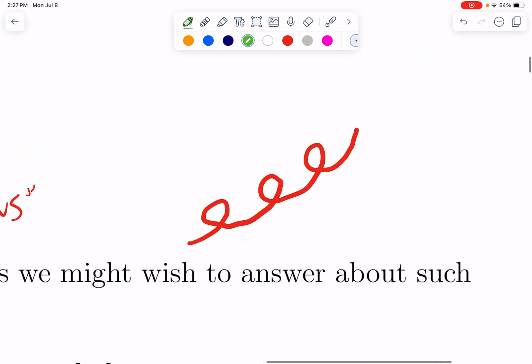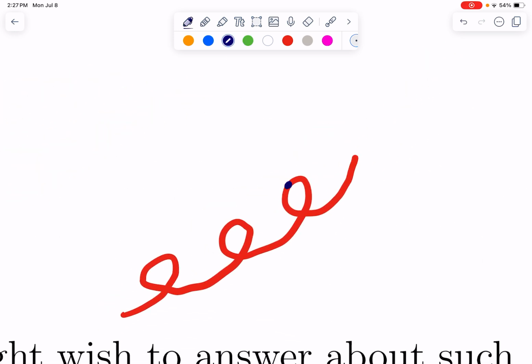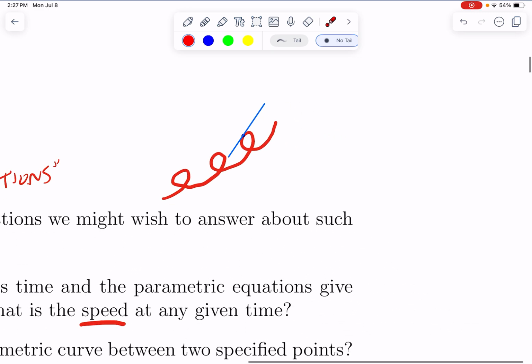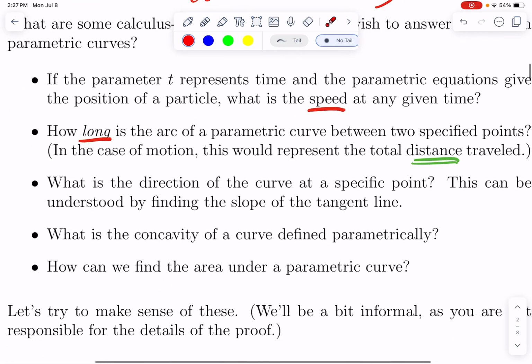What is the direction of the curve at a specific point? So if I have some point on my curly Q like so, and I want to know, in what direction is the particle moving at that moment? Well, we could liken that to the slope of a tangent line. As my particle is moving around, the slope of the tangent line gives us a sense of the instantaneous direction. So it's really just slope, but it can represent direction if we're thinking of it in terms of motion. We might want to figure out what's the concavity.